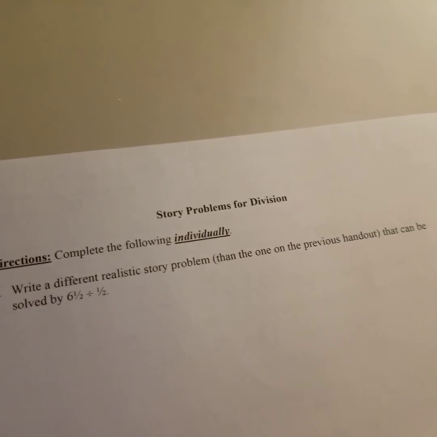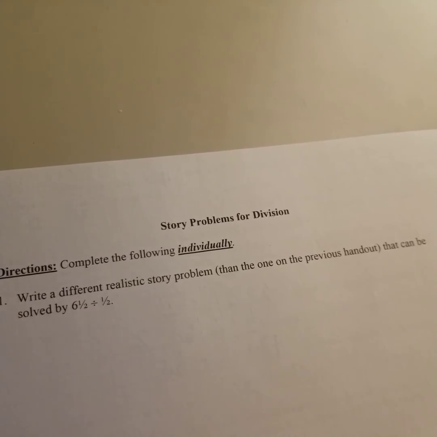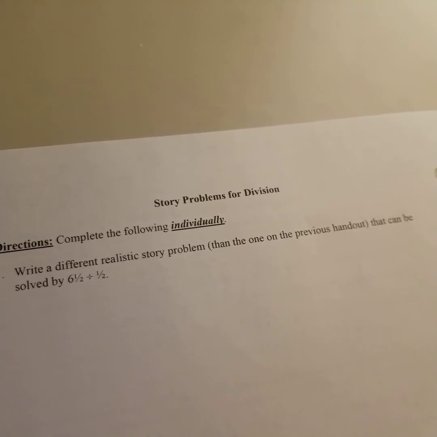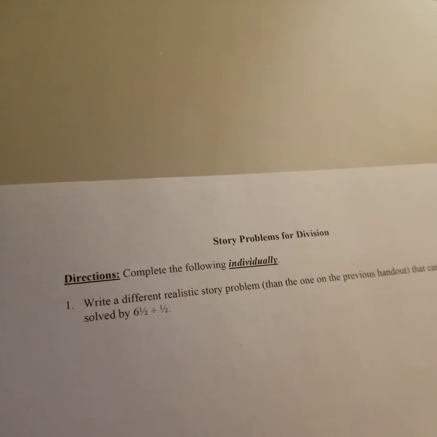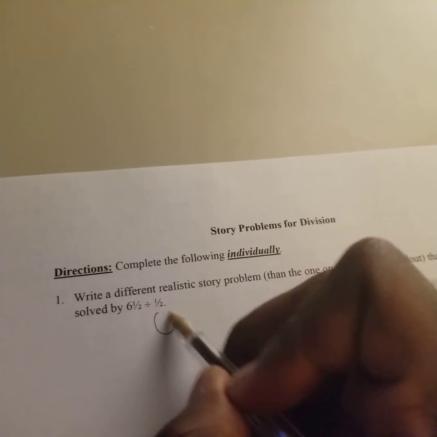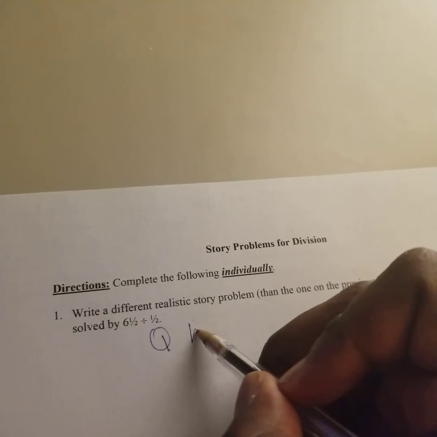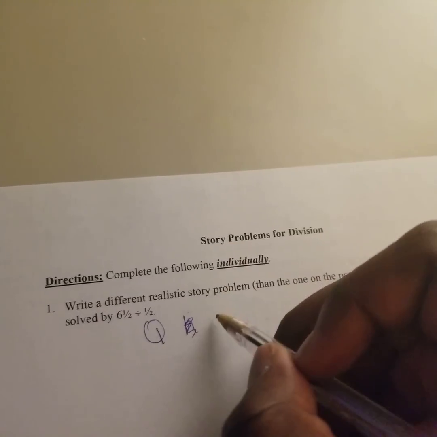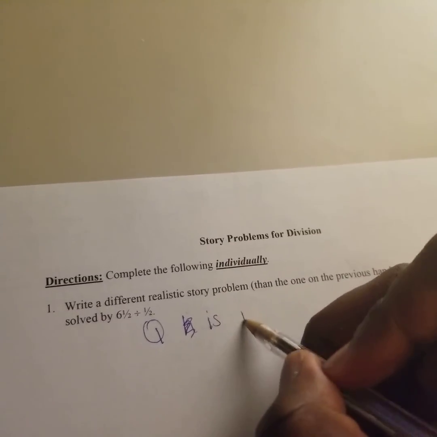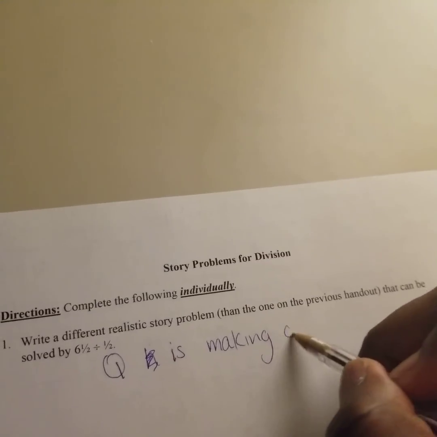Let's move on. So now we're being asked to write a different realistic story problem than the one on the previous handout. That's the previous page. That can be solved by 6 1/2 divided by 1/2. So I'm going to write a quick repeated subtraction one. How about Q is baking cookies.